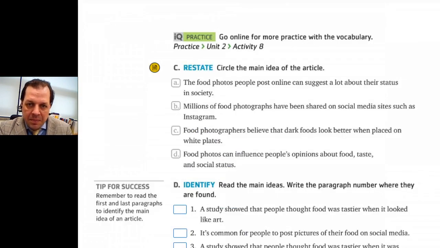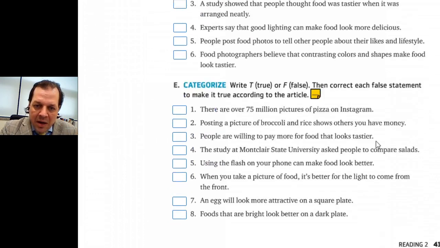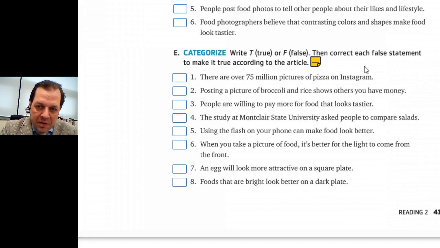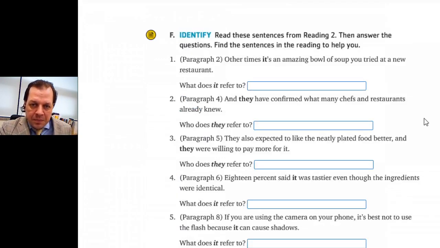deals with, well, see, we have more online practice, but restating the main idea of the article. Okay, which one of these 4 is the main idea? Identify the main ideas for each paragraph and write the paragraph number in the box. Categorize if it's true or false. Okay, if it is false, make it true according to the article. What's missing, what's not correct about these sentences if they are false. I've done that before. Answer these questions. They tell you the paragraph.